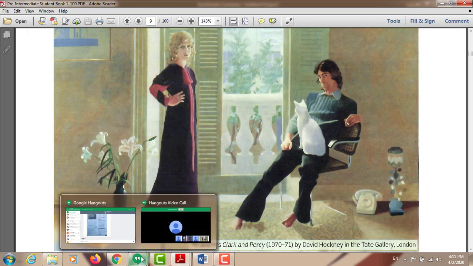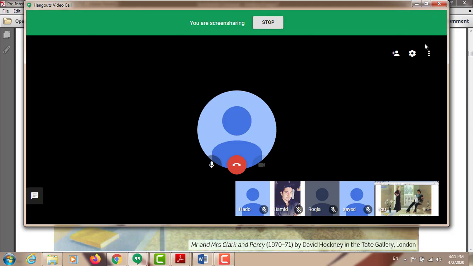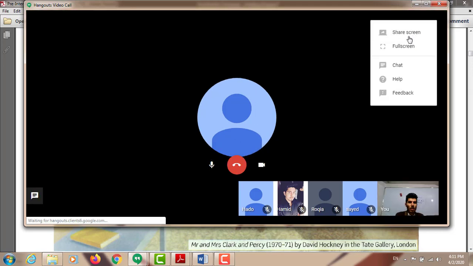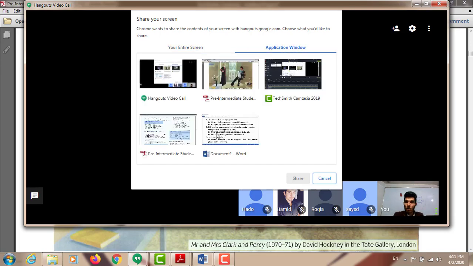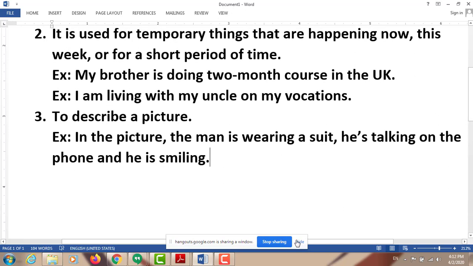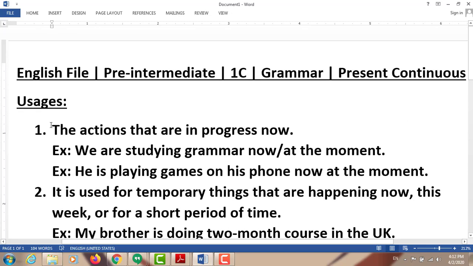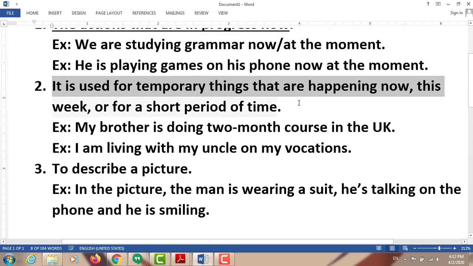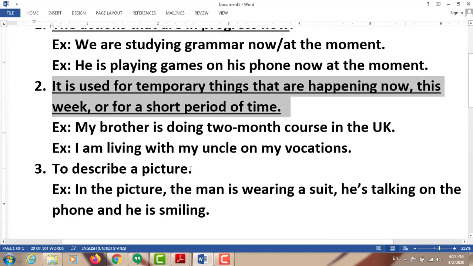Now let's go to another usage, and let's go to the other definitions and other things. Okay, there are no other definitions today. We will be talking only about these three. For example, the first one was the action that is in progress. Okay, next one is it is used for temporary actions.